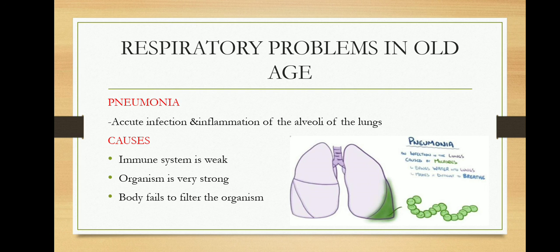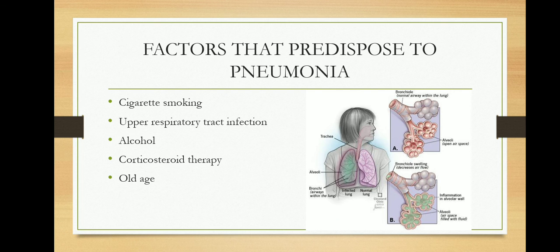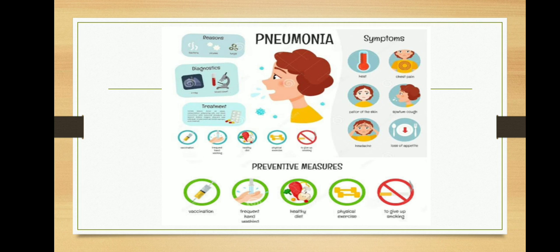It occurs when the immune system is very weak or the organism is very strong, or the body fails to filter the organism. Factors that predispose to pneumonia: cigarette smoking, alcohol, old age, corticosteroid therapy, upper respiratory tract infection. Then we can prevent pneumonia by vaccination, frequent hand washing, healthy diet, physical exercise, and giving up smoking.